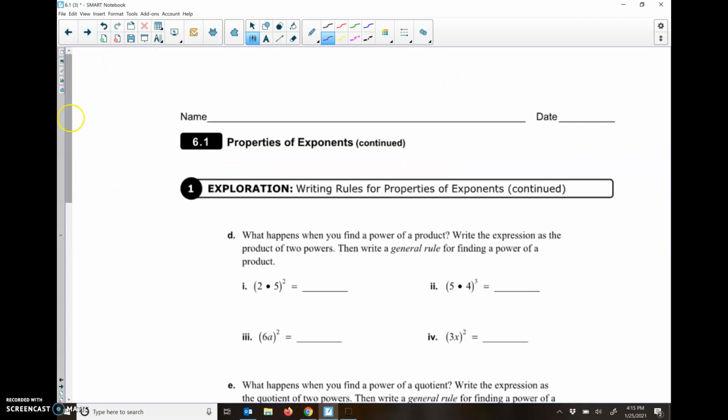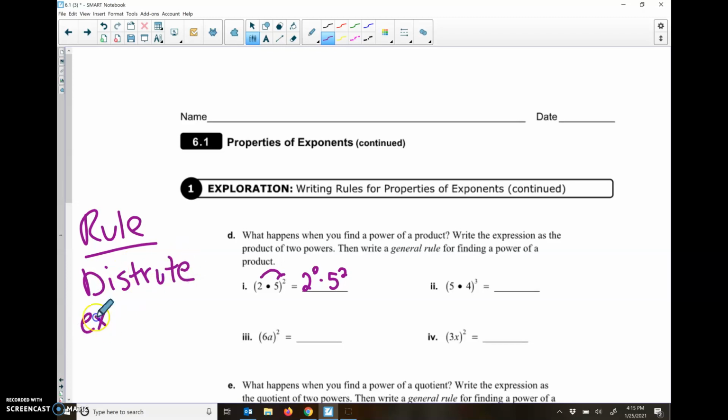And then the last one had those parentheses in there. Oh, sorry, we got 2 more. So 2 times 5, squared. So remember that this gets distributed to both. So 2 squared times 5 squared. So our rule here, distribute exponents to both. Actually, we'll say all, in case there's ever one with 3. Okay, and then here we have 5 times 4, cubed. So that means 5 to the 3rd power times 4 to the 3rd power.